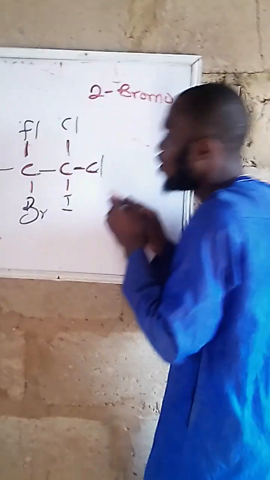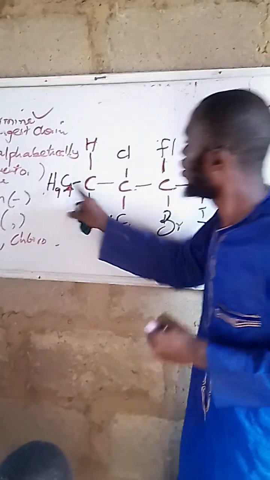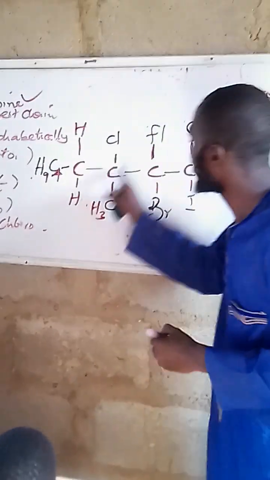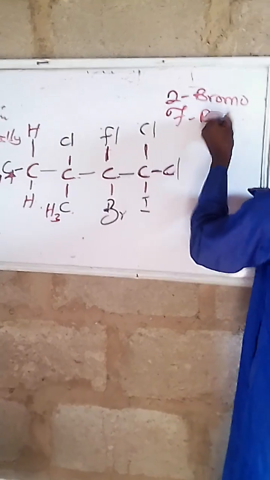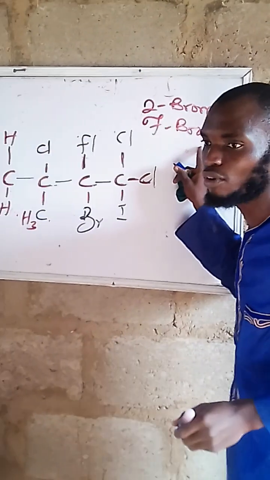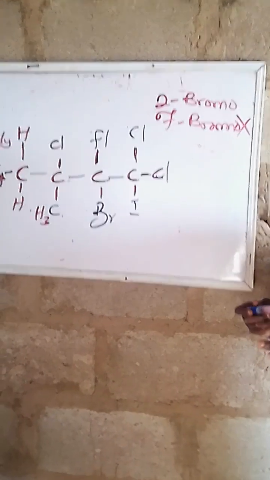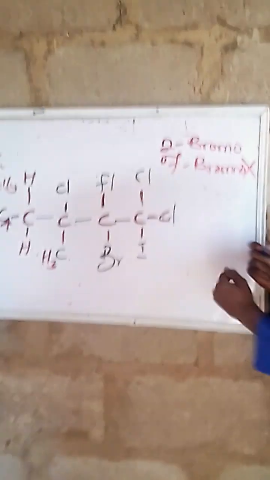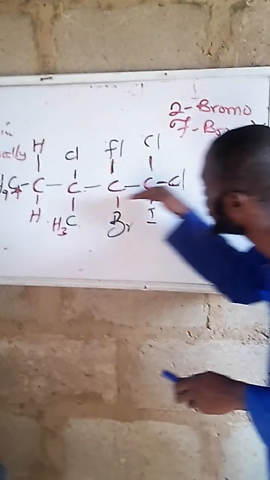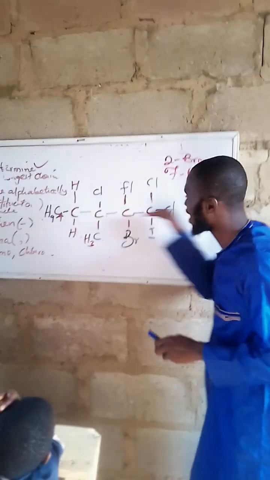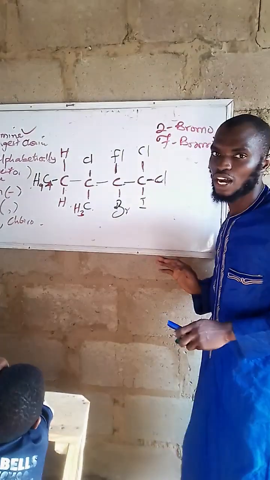Let's check what happens if I start counting from here. How many carbons are here? 4 carbons, 5, 6, 7. That means bromine is on the 7th carbon, so you don't go for this one. That's what we are saying. You go for the shortest one that bromine is closest to. That means we start counting from here, and when you are counting like this, you don't count back. You continue counting. Are we together?